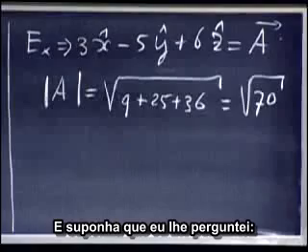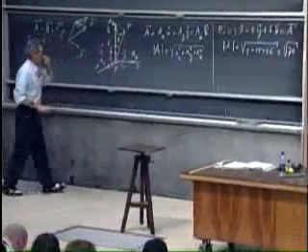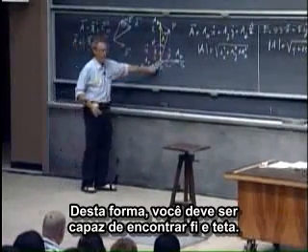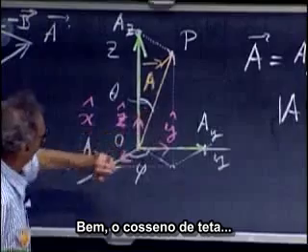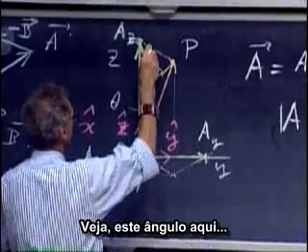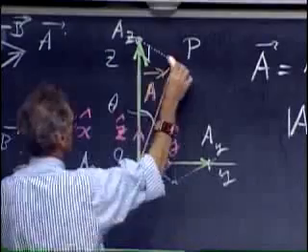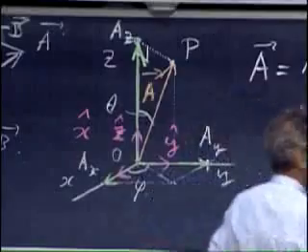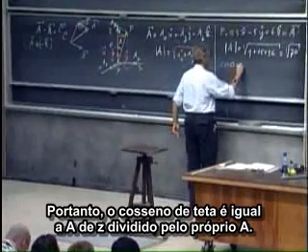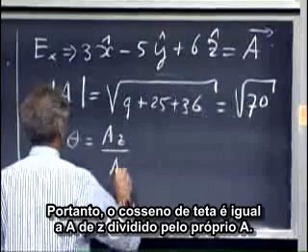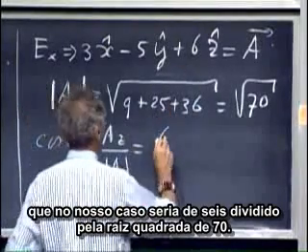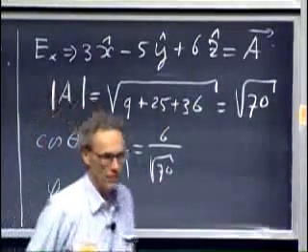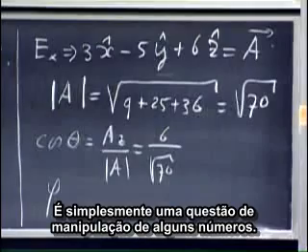And suppose I asked you, what is theta? It's uniquely determined, of course. This vector is uniquely determined in 3-dimensional space. So you should be able to find phi and theta. Well, the cosine of theta, see this angle here, 90 degrees, projection. So the cosine of theta equals A of z divided by A itself, which in our case would be 6 divided by the square root of 70. And you can do phi. It's just simply a matter of manipulating some numbers.